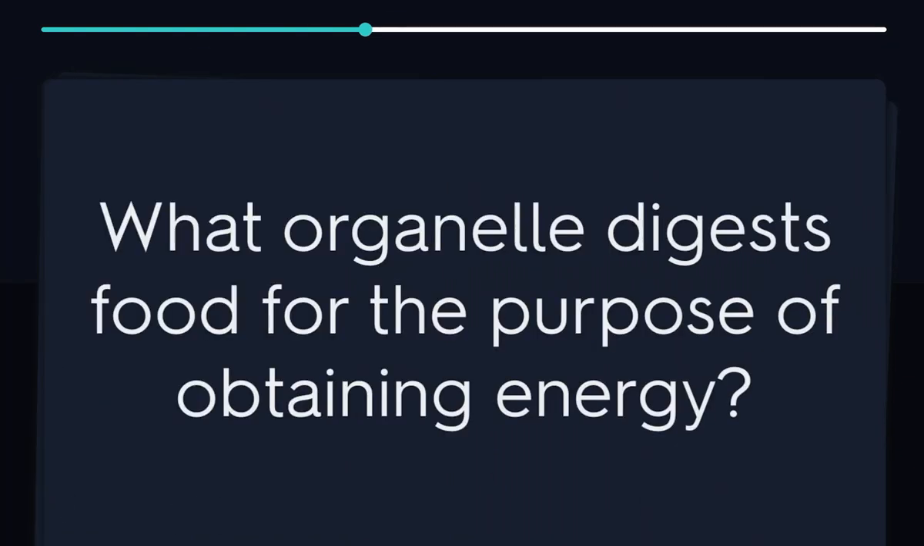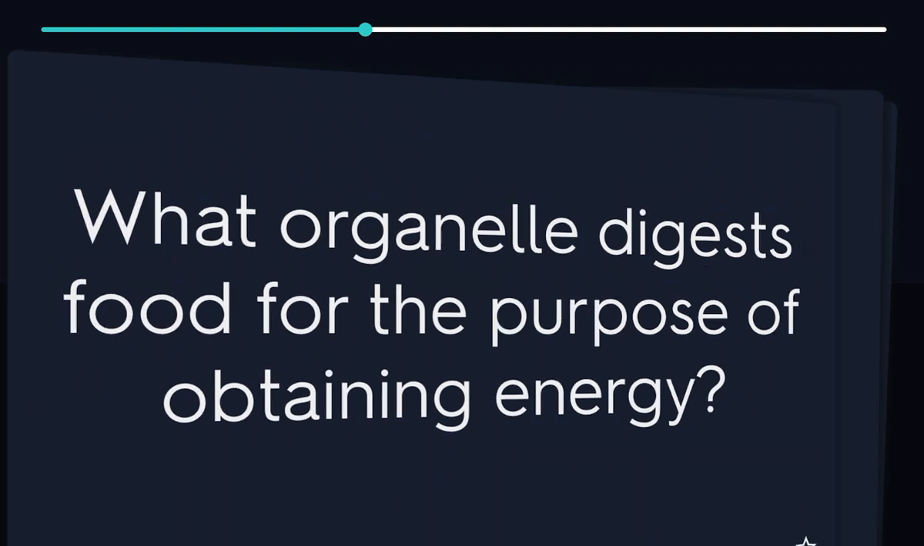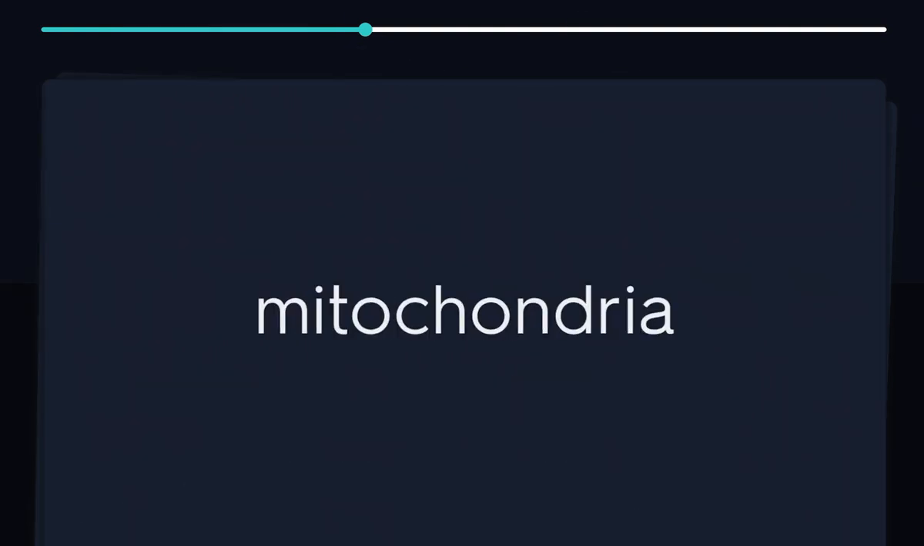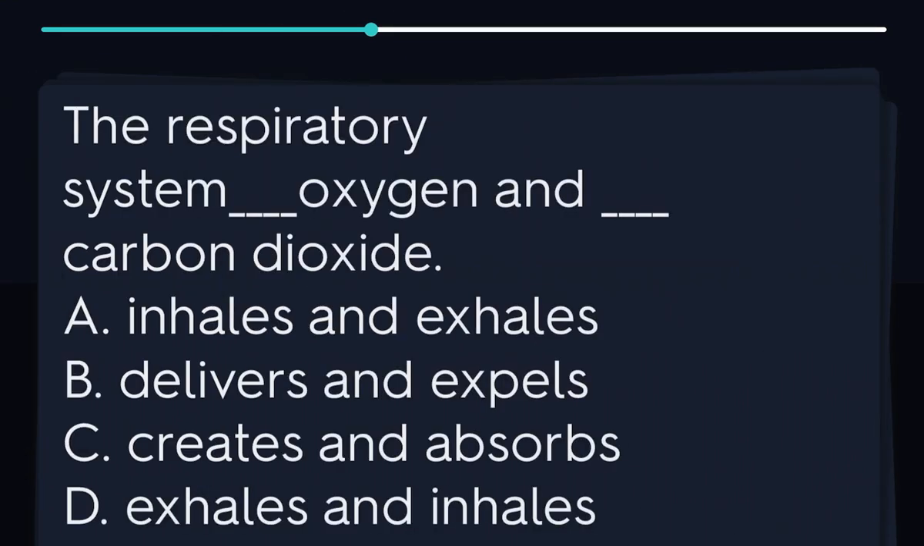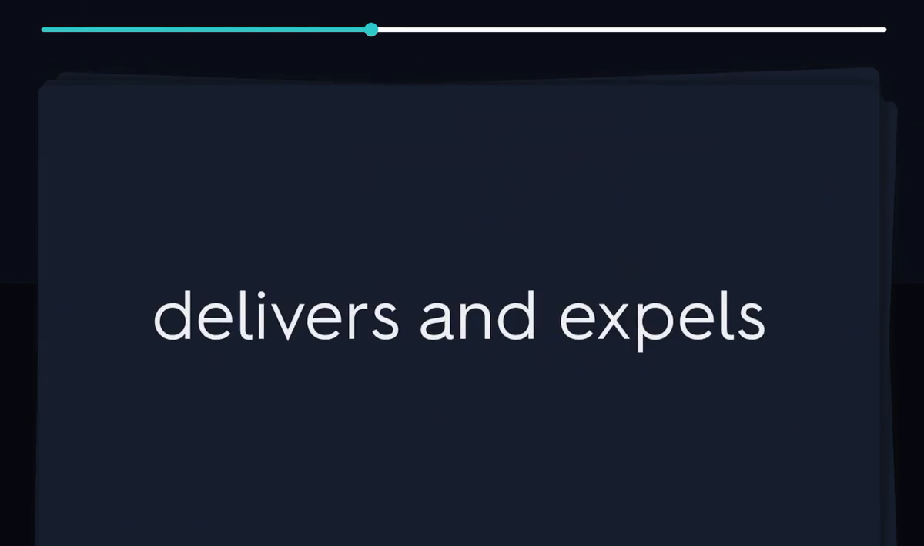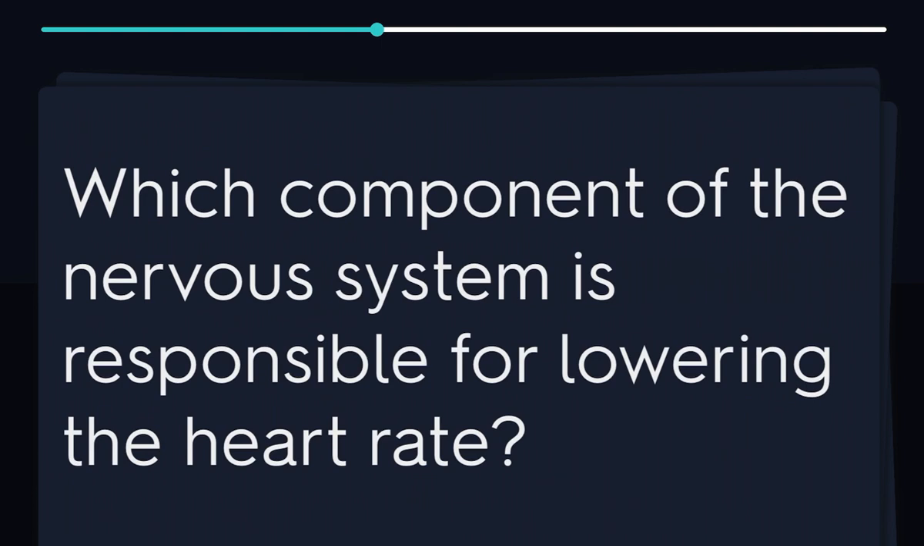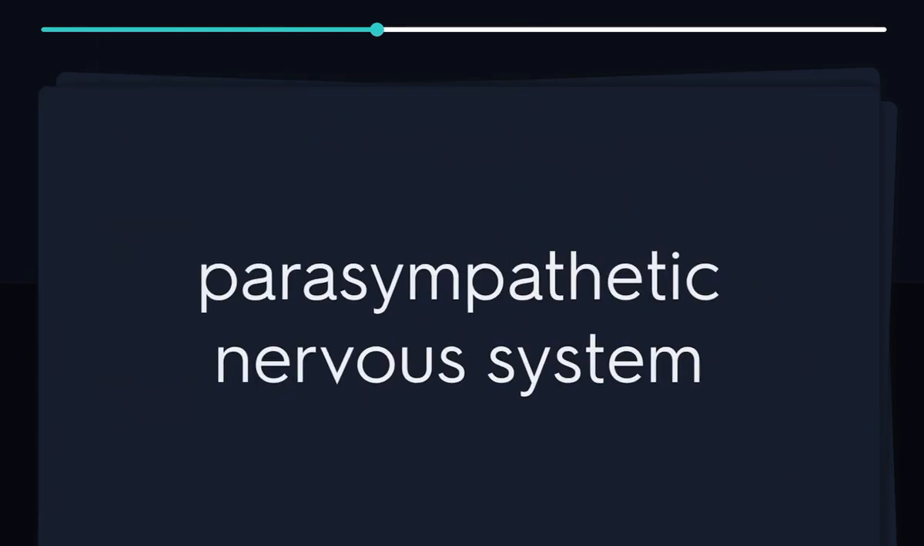What organelle digests food for the purpose of obtaining energy? Mitochondria. The respiratory system blank oxygen and blank carbon dioxide. A. Inhales and exhales. B. Delivers and expels. C. Creates and absorbs. D. Exhales and inhales. Delivers and expels. Which component of the nervous system is responsible for lowering the heart rate? Parasympathetic nervous system.